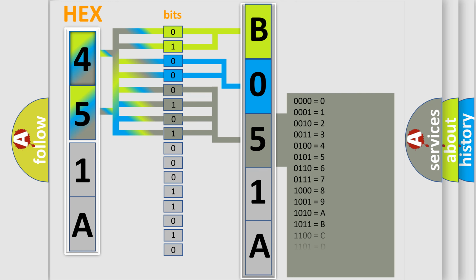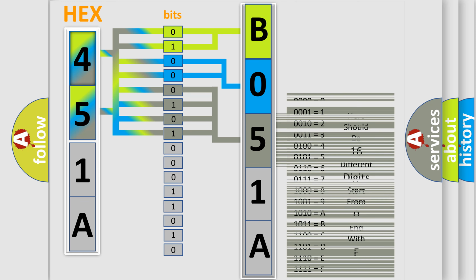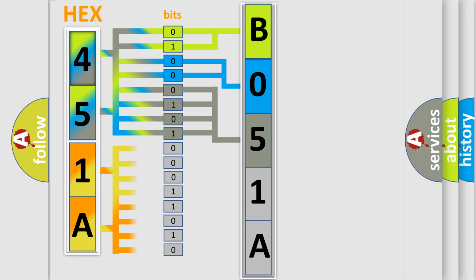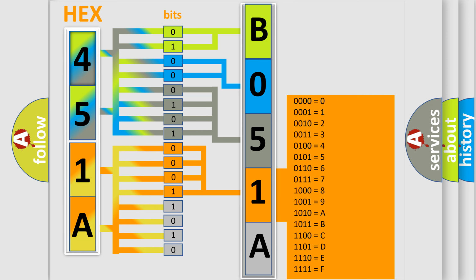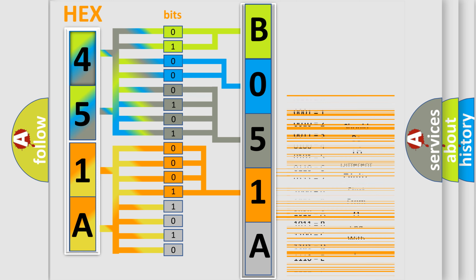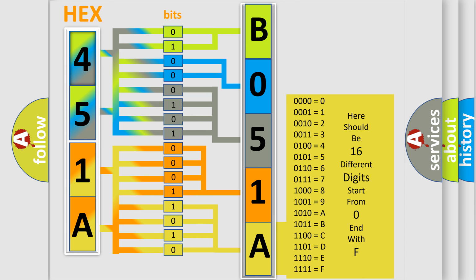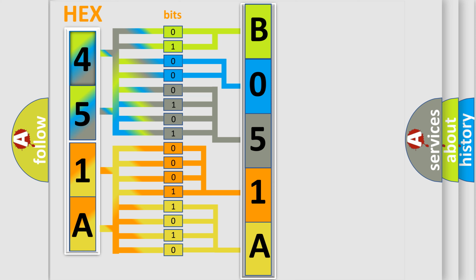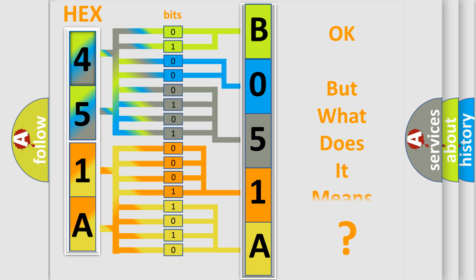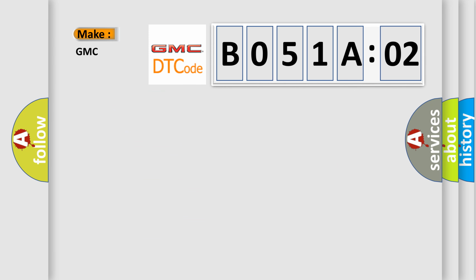The second byte is composed of a combination of 8 bits. The first 4 bits determine the fourth character of the code, and the combination of the last 4 bits defines the fifth character. A single byte conceals 256 possible combinations. We now know in what way the diagnostic tool translates the received information into a more comprehensible format. The number itself does not make sense to us if we cannot assign information to what it actually expresses. So, what does the Diagnostic Trouble Code B051A-02 interpret specifically for GMC car manufacturers?